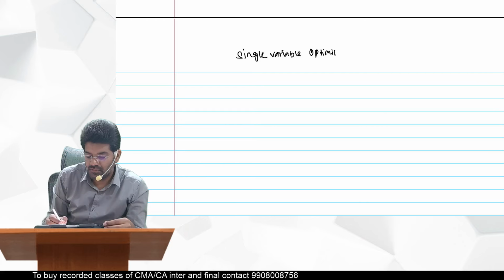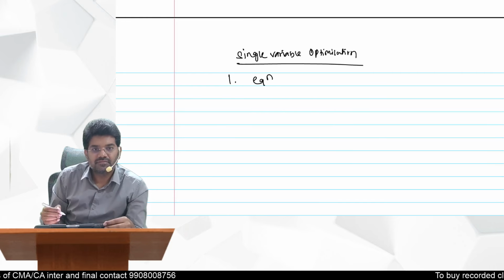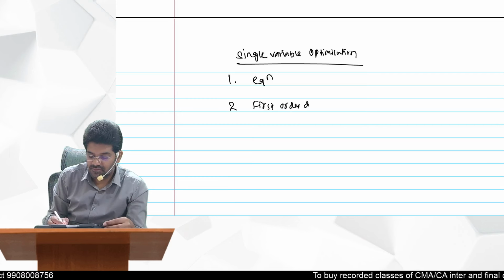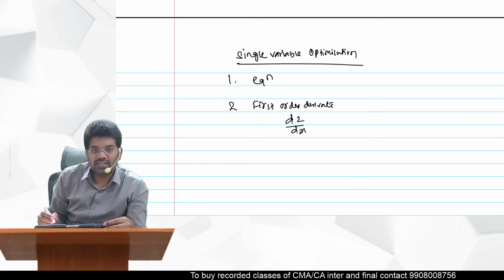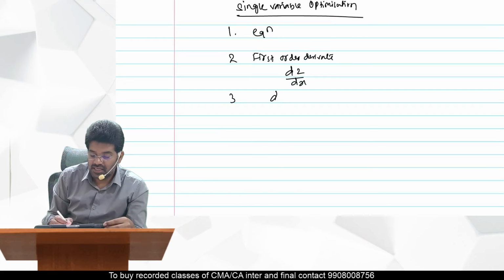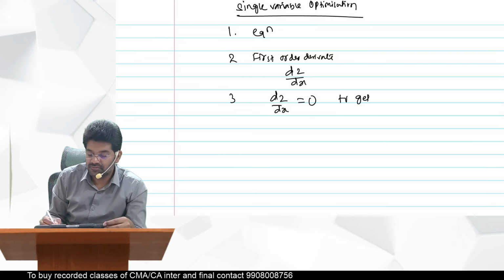Single variable optimization. First step is the equation we should take. Second one is the first order derivative, that is dz by dx, with respect to x, we are differentiating. Step number 3 is dz by dx must be equated with 0 to get the x value.